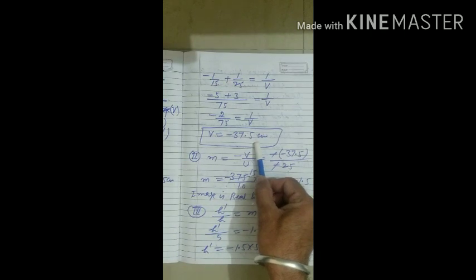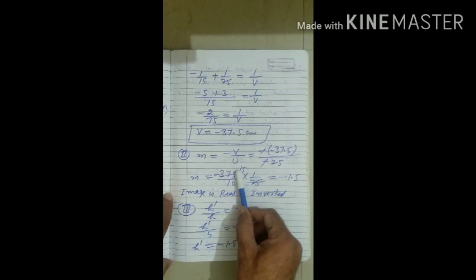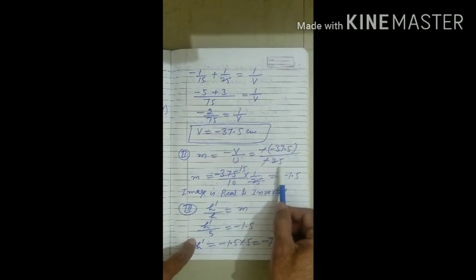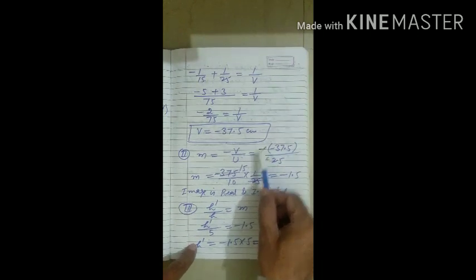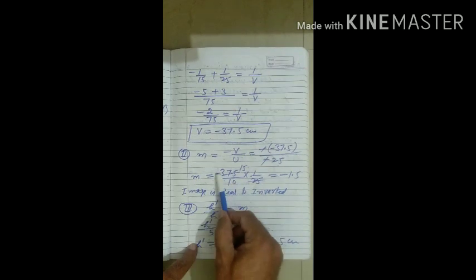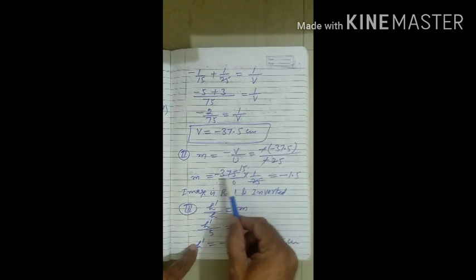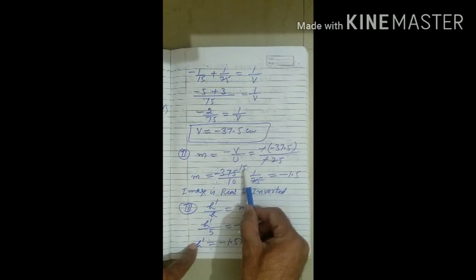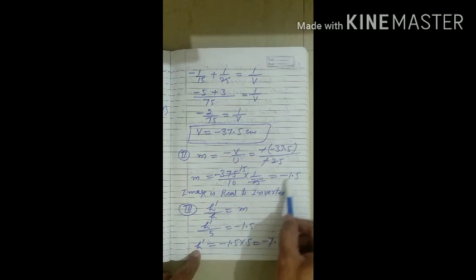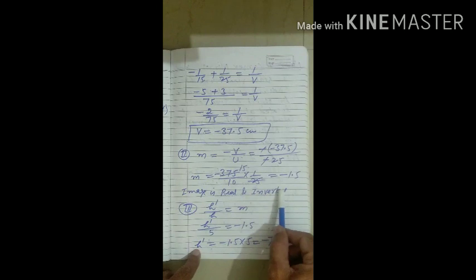This is the location of image. Now calculate the magnification. Magnification is minus v upon u. That is minus of minus 37.5 divided by minus 25. Minus gets cancelled with minus. And 375 divided by 10, because the point has been removed, negative sign as such, and 1 upon 25 here. When you do the cutting, 25 directly cuts 375 with 15. And on calculating, it is minus 1.5. Children, what is it? Negative or positive? It is negative. So the image is real and inverted.